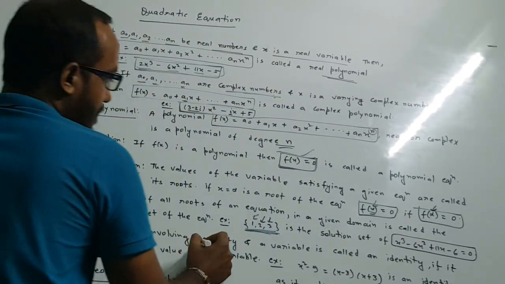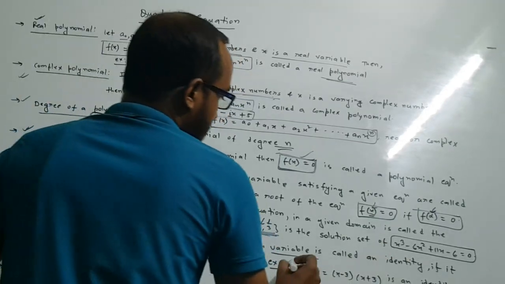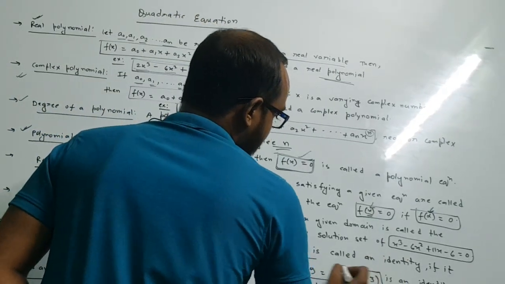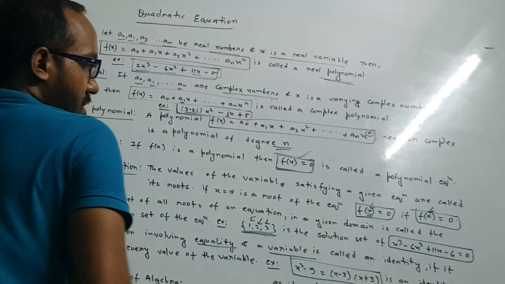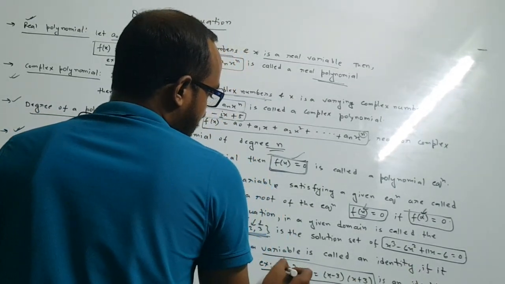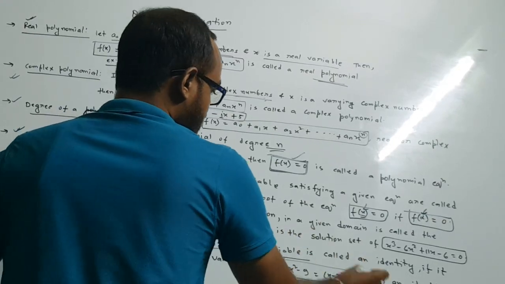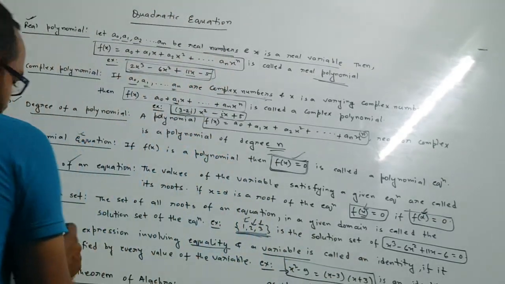Now what is an identity? An expression involving equality and a variable is called an identity. Let us say x square minus 9 equals (x minus 3) into (x plus 3). This is an identity as it is satisfied by every value of x. If you put any value of x, the left hand side would be equal to the right hand side, then this type of thing is known as an identity.